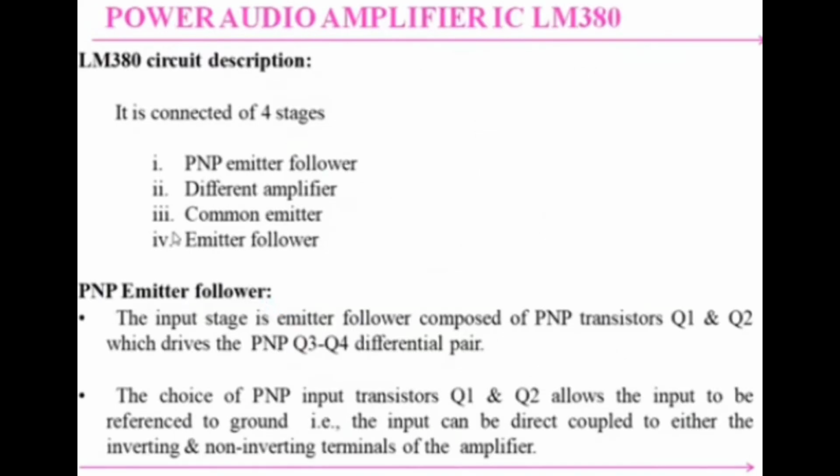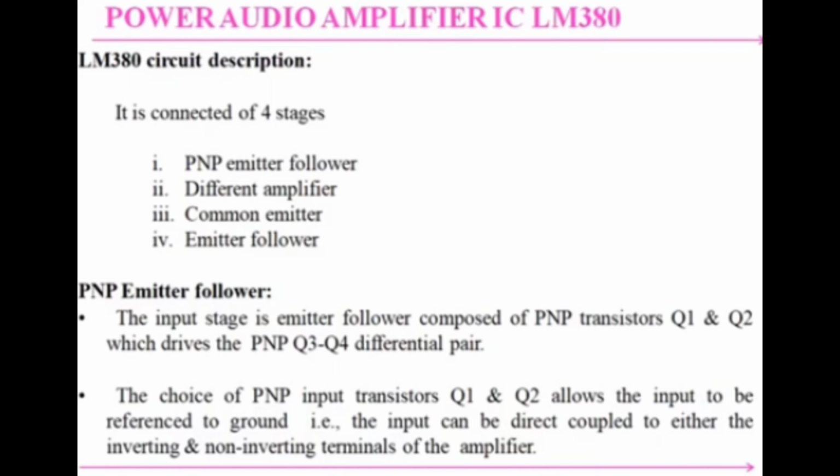So it consists of 4 stages. First one is PNP emitter follower. Second one is differential amplifier. Sorry, here spelling mistake. And then common emitter. Then emitter follower. The first one is PNP emitter follower.